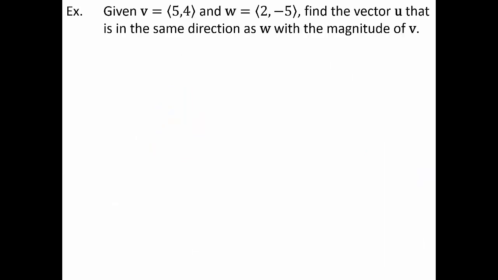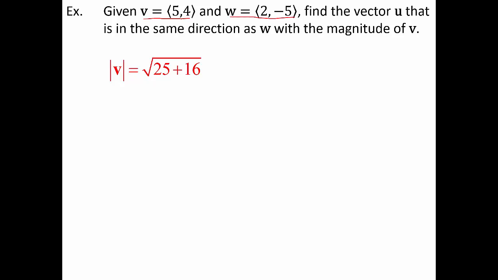So let's look at a problem that's going to require the use of all 4 of those formulas. Given vector V, which is 5, 4, and vector W, which is 2, -5, I want to find a new vector, let's call it U, that is in the same direction as W and with a magnitude of V. So I want the direction of W and I want the magnitude of V. So let's do those 2 questions first.